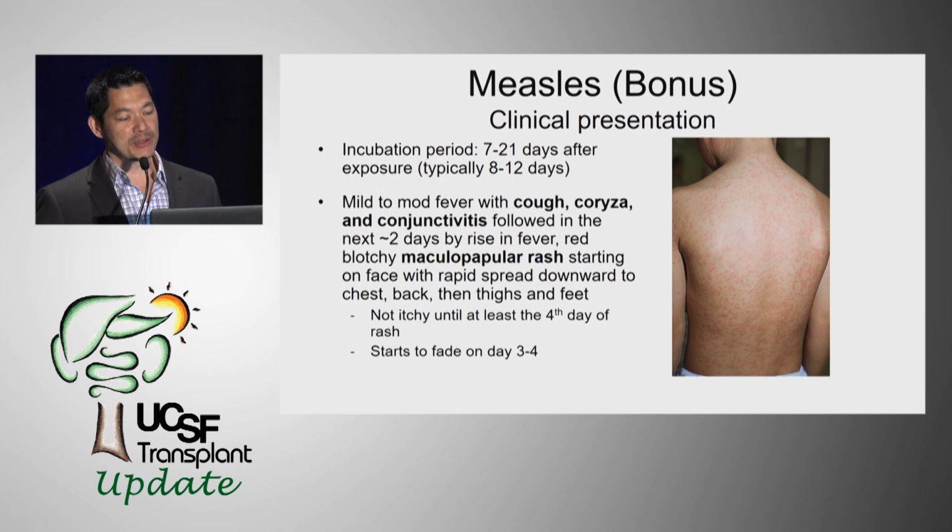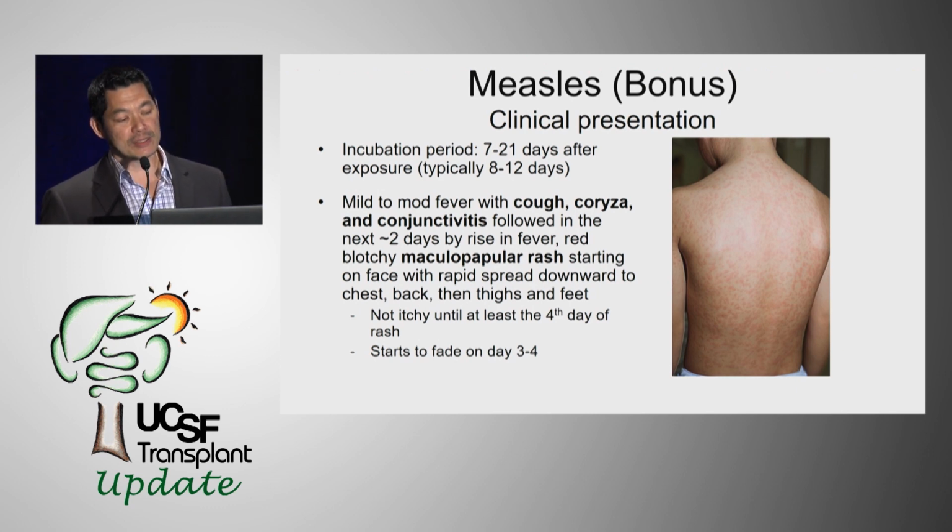But the incubation period is 7 to 21 days after the exposure. And patients usually present with a flu-like illness. So if you remember, it's the 4 C's. I listed 3 of the C's here: cough, coryza, and conjunctivitis. Coryza is a head cold. And the 4th C is Koplik spots. So if you look in the cheek, you might see these little white spots that could be indicative of measles.